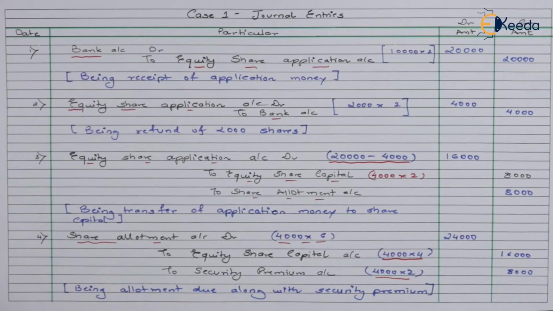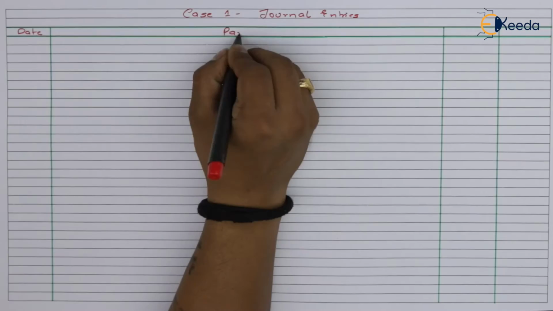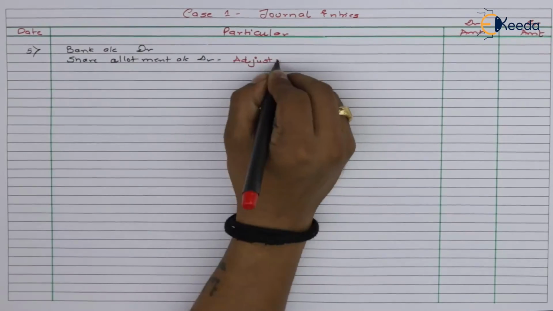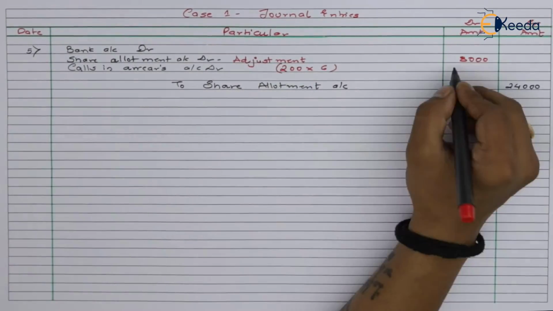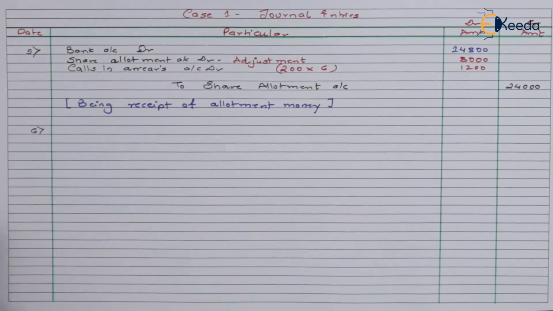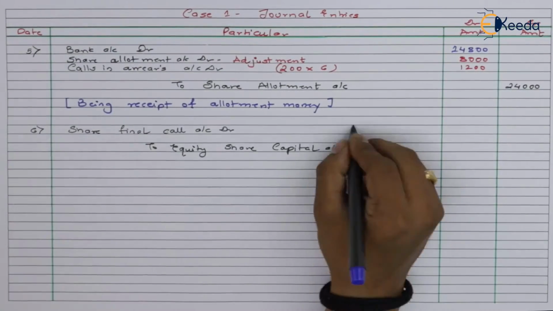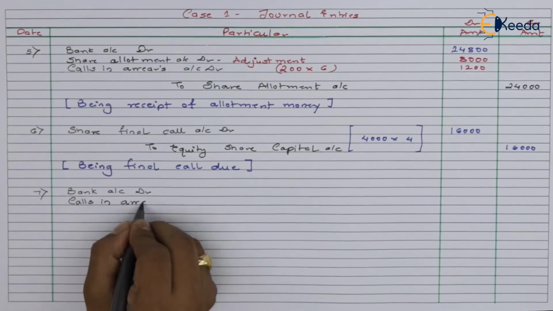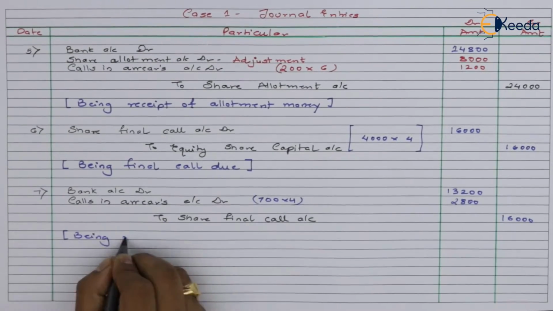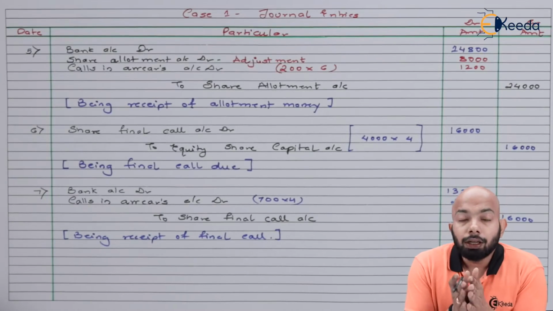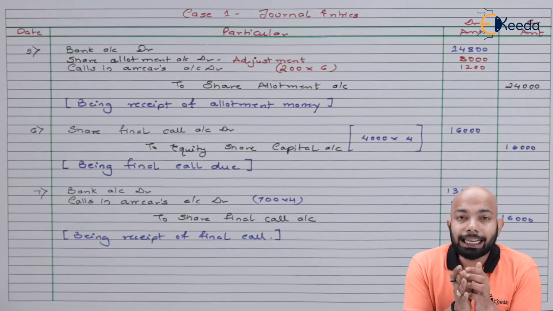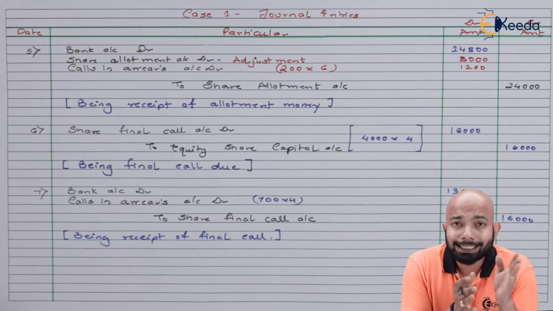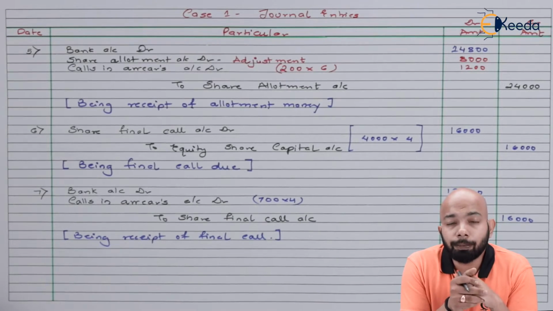Now the narration also has been passed. Now we have figured out that until allotment due, this is the case scenario. Let's go ahead and pass the next set of entries here. After the previous entry that we have mentioned, that is allotment due, the next entry is the receipt of allotment money.